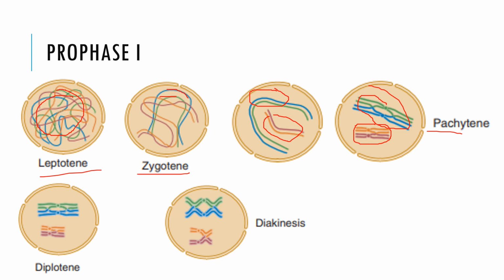The important event of genetic exchange, crossing over, takes place during pachytene. But crossing over does not become apparent until the transition to diplotene. The sites of exchange are indicated by the points where chromatids of different colors cross over each other.